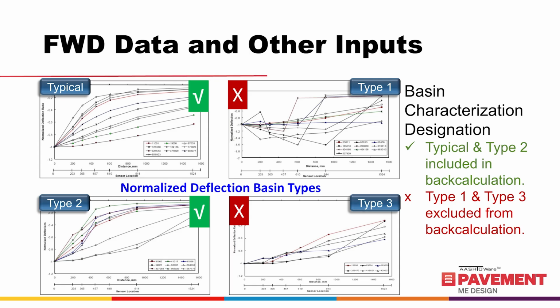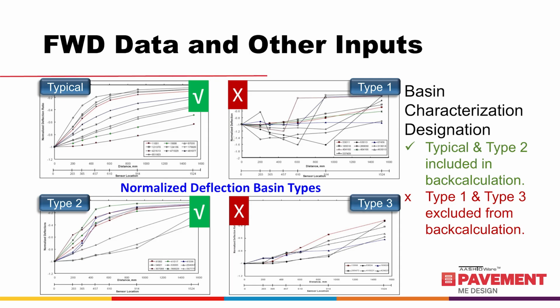These basins are when the deflections do not decrease with distance from the loading plate. For a type 1 basin, the graph in the upper right, the deflections are greater than the deflection under the loading plate at one or more sensors from the loading plate. Obviously, this is inconsistent with elastic layer theory.